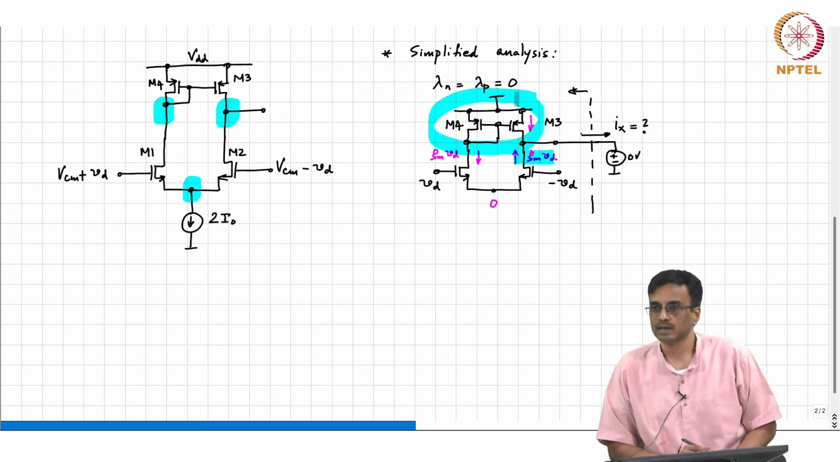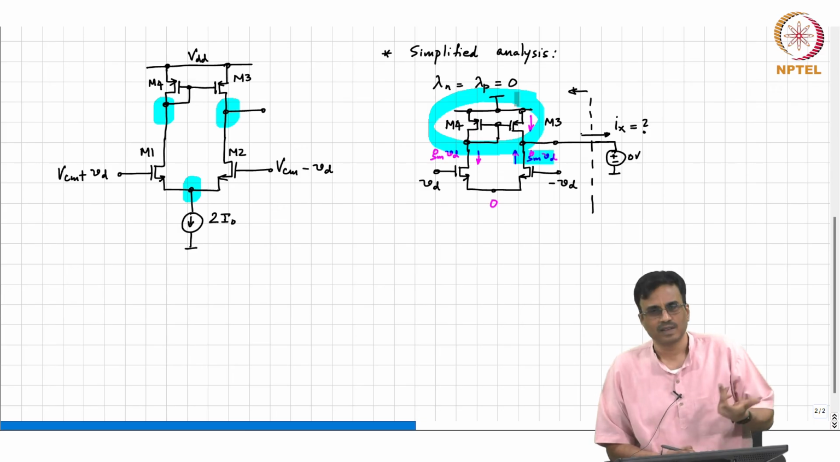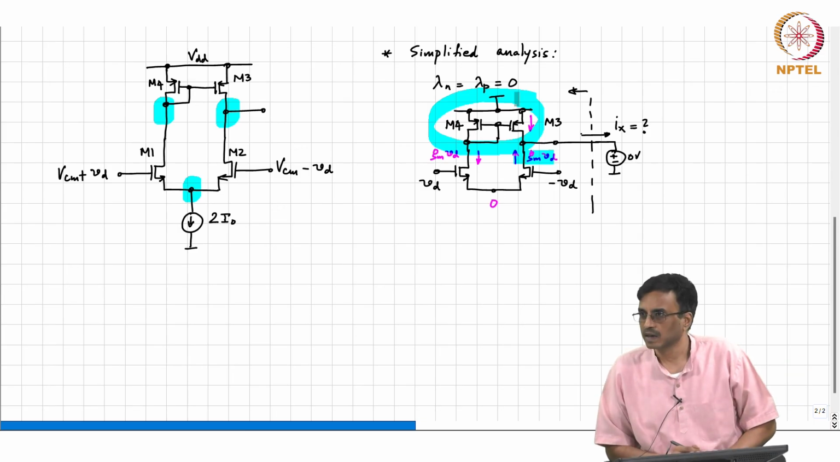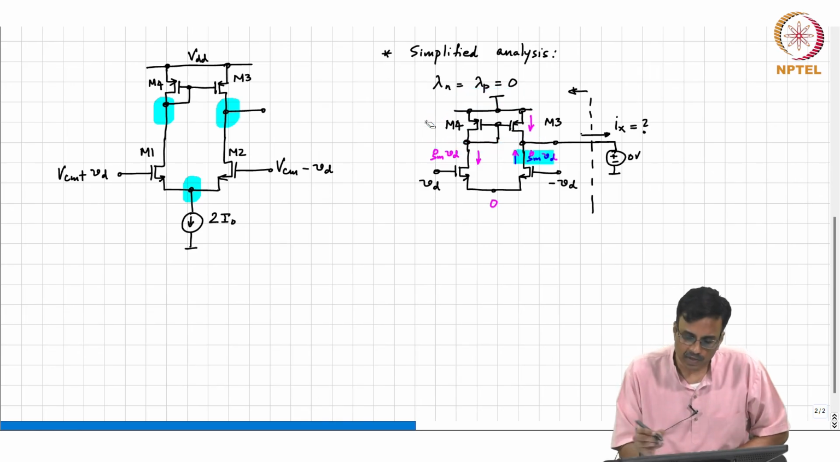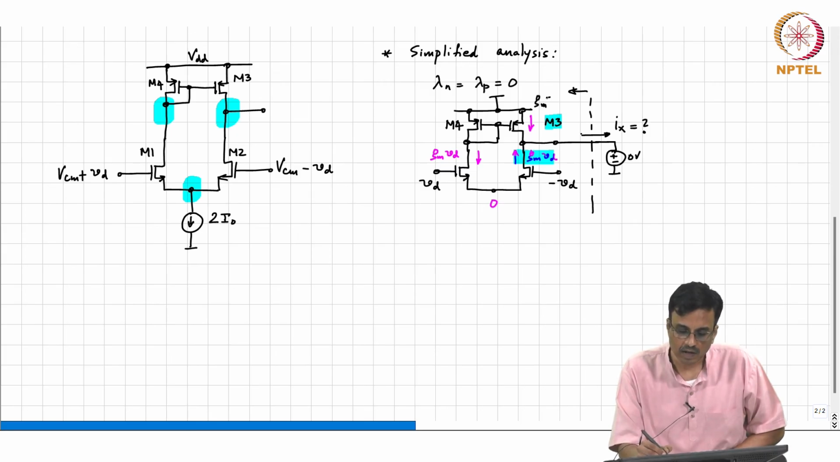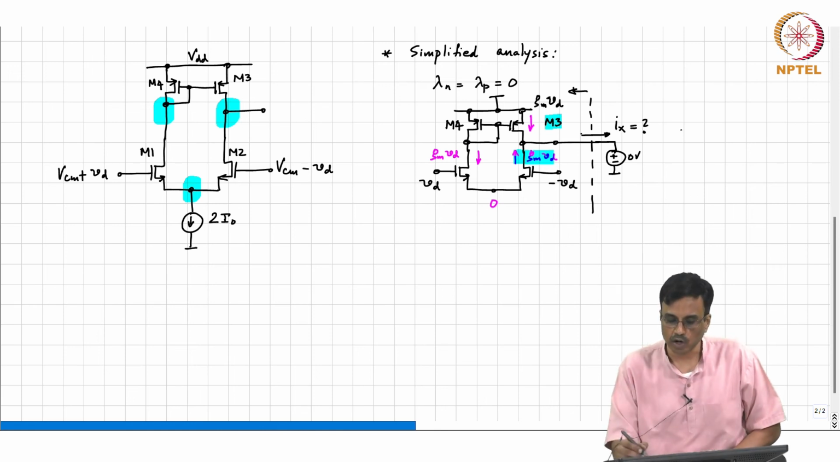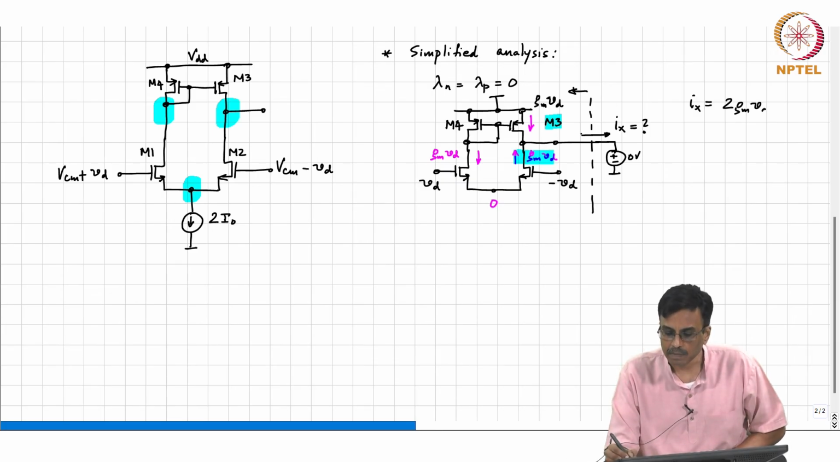What is that? It's a current mirror. The incremental current being pulled into the gate of M4 is Gm Vd. So it's just reflected in M3. All right. Okay. So basically, what is the current through M3 therefore? Gm Vd flowing downwards. So what is the short circuit current Ix? 2 times Gm Vd.